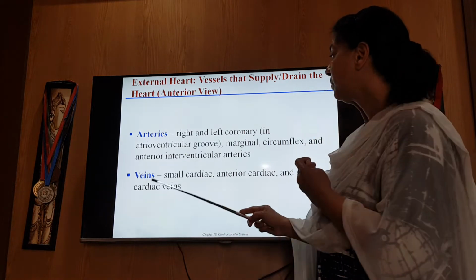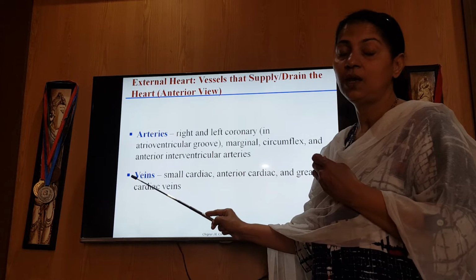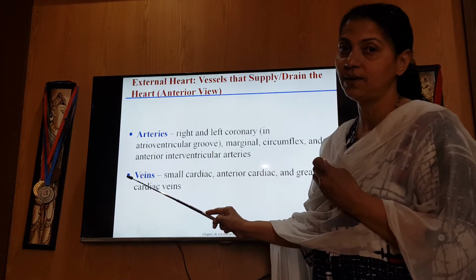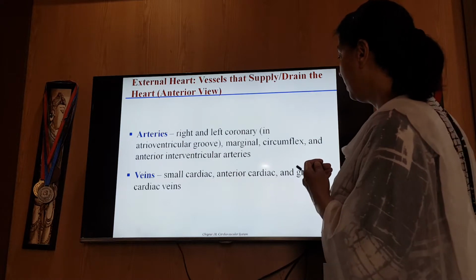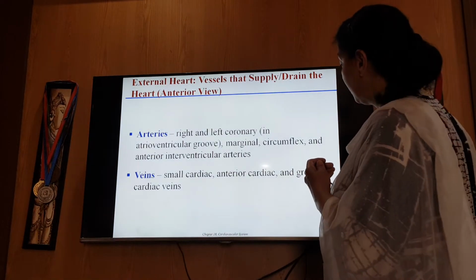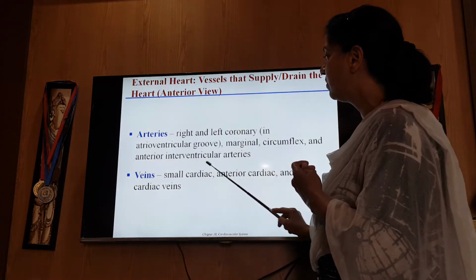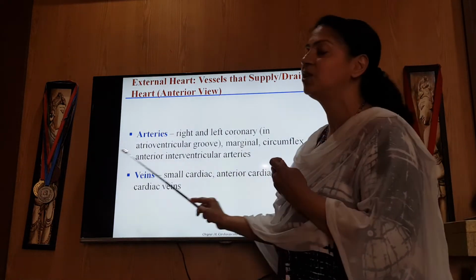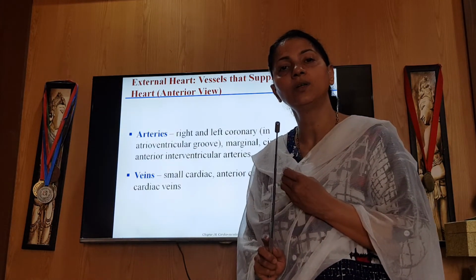Okay. Veins. What veins of the heart itself are we going to see from the anterior aspect? Small cardiac vein, anterior cardiac vein, great cardiac vein. Again, this great cardiac vein is going to be present along with the anterior interventricular artery. That means in the anterior interventricular groove.